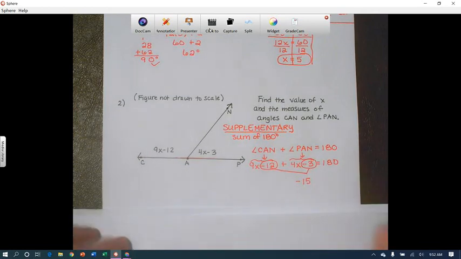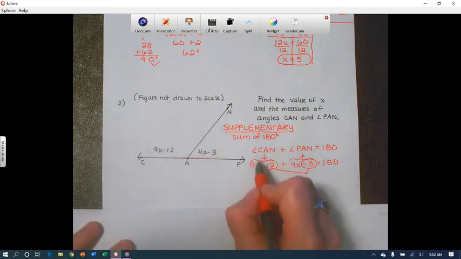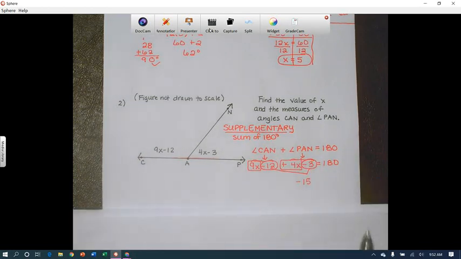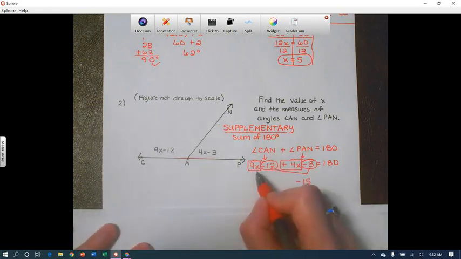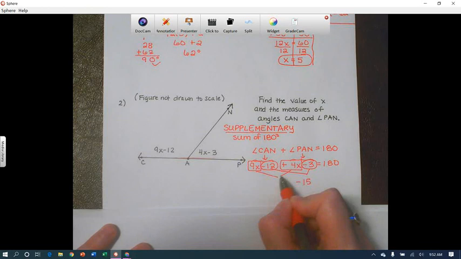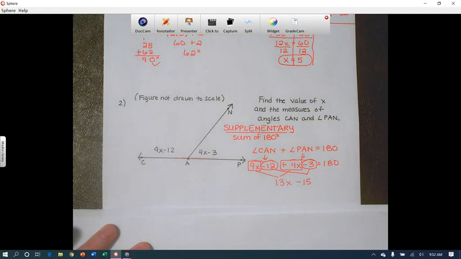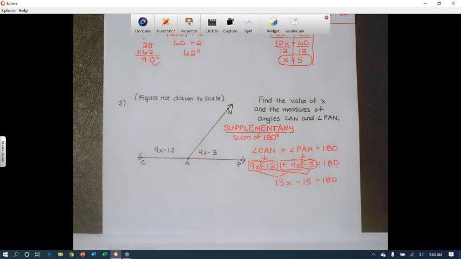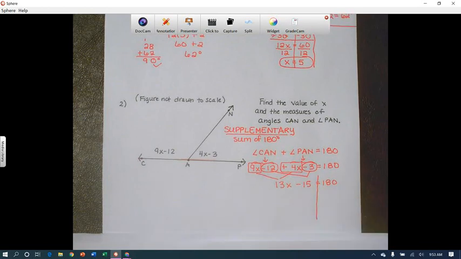Now I can combine those terms that are being multiplied by x. Well, this is positive 9x. This is positive 4x. And so positive 9x plus positive 4x is 13x. So I have 13x minus 15 is equal to 180. And now I'm going to solve that equation. I've simplified it as much as I can.